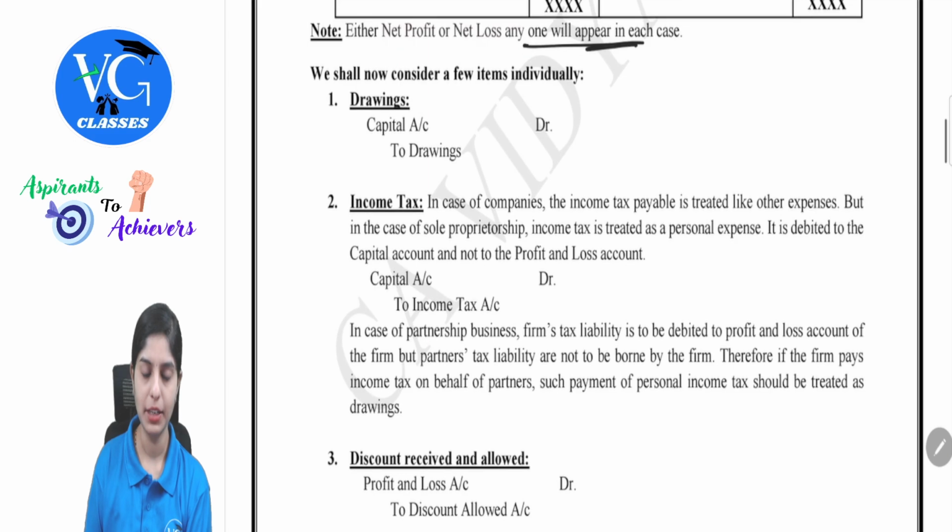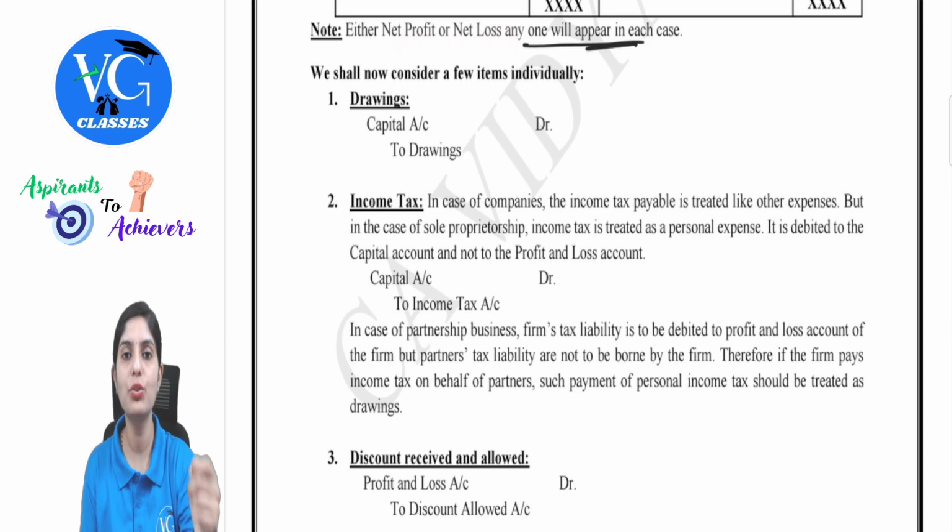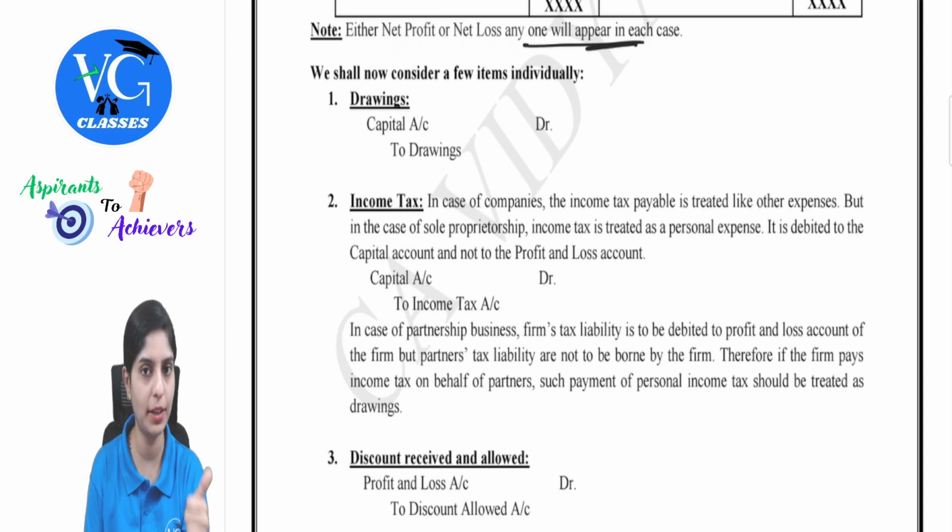Yes, first item, drawings. Now, drawings is nothing but an expense, if you think from the business point of view, which is personal in nature. This is an expense related to the owner of the business. So, what is representing the owner in the business? Capital. So, what does the business treat it as? If there is any drawings, we will consider this as if the owner is drawing from his own balance. His own balance is reflecting in the form of capital account.